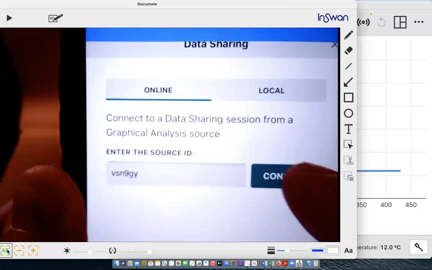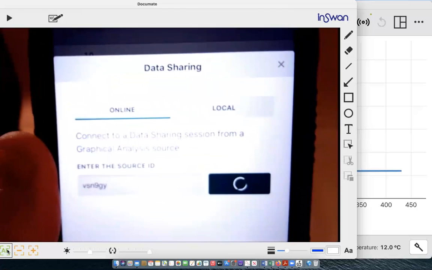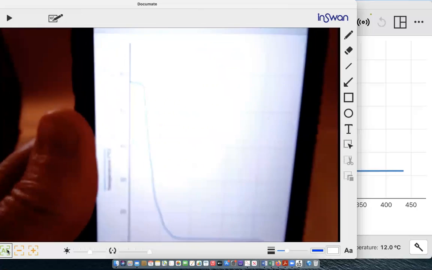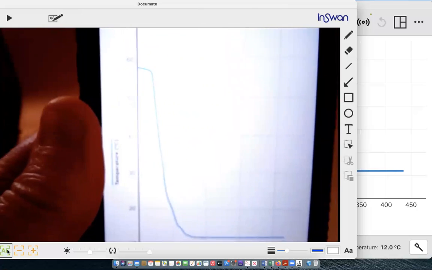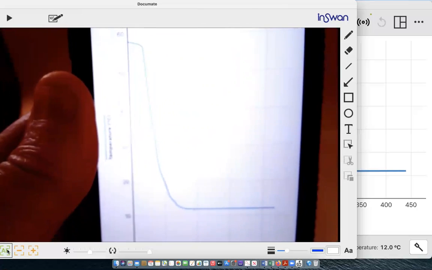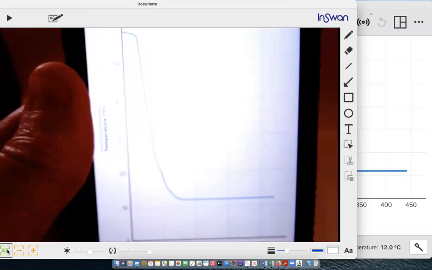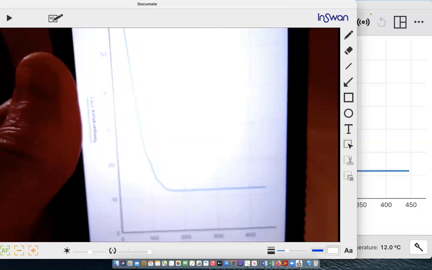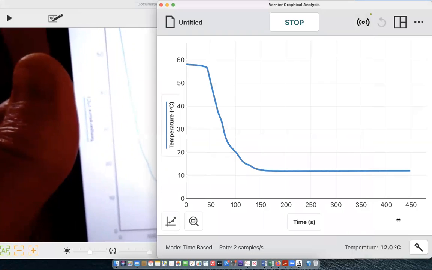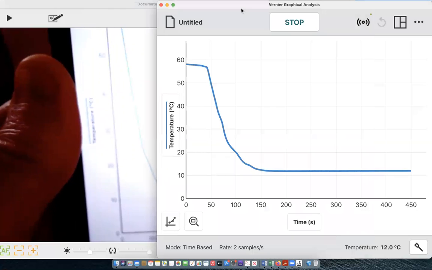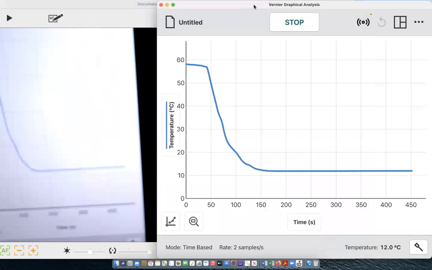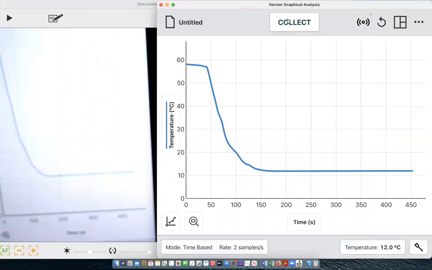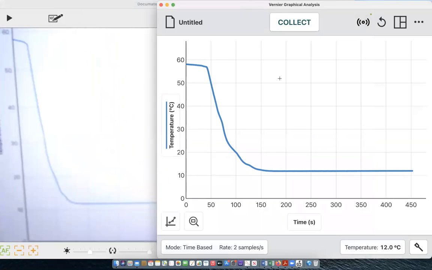So when I enter that information in and hit connect, if we're both online, you can see that I now have just received that data. Because it's being collected live, it's also being sent to me and collected live in the process as well. So if I stop collecting data over here, then I'll be all done with the data and I can do my analysis from there.